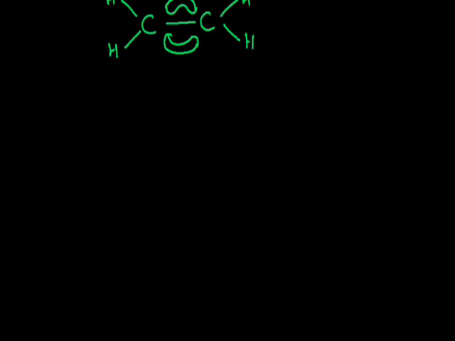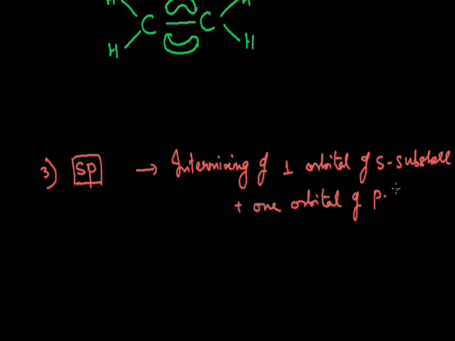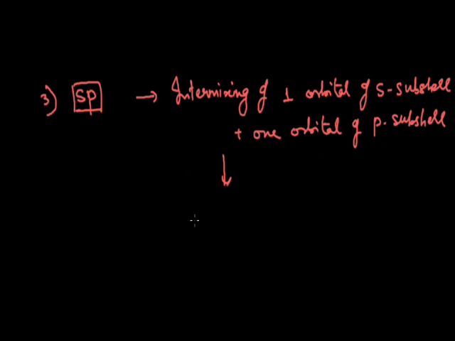Next is sp hybridization. It involves intermixing of one orbital of s subshell and one orbital of p subshell, leading to the formation of 2 sp hybridized orbitals.